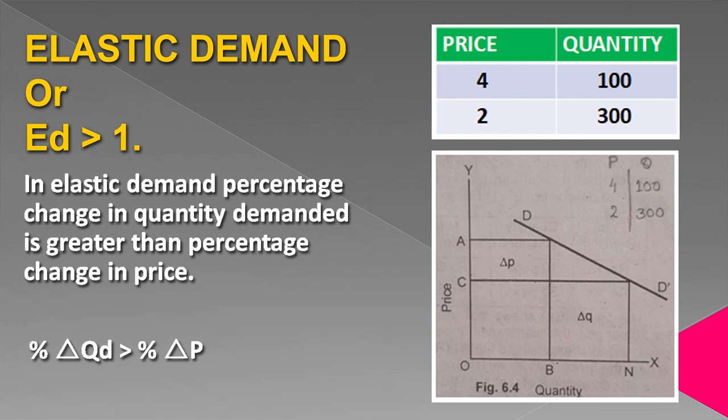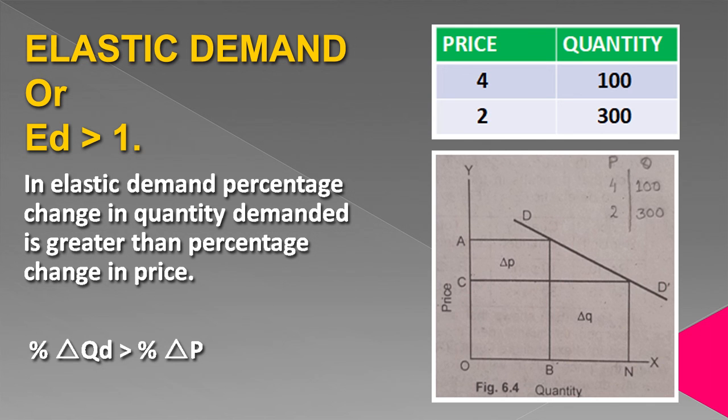Elastic demand or elasticity greater than 1. In elastic demand, percentage change in quantity demanded is greater than percentage change in price. You can see in a table, price is 4, quantity demanded is 100. Price decreases to 2. There is a change of 50% in price, but demand increases more than 50%. You can see at price 2, demand increases to 300. This is a change of more than 50% in demand. This is known as elastic demand or elasticity greater than 1.